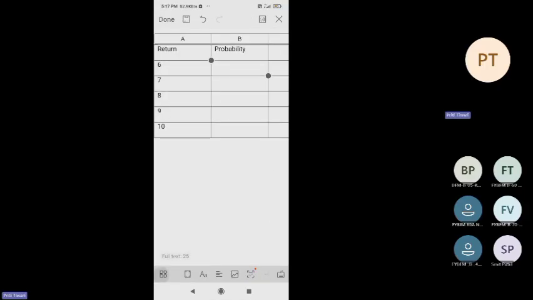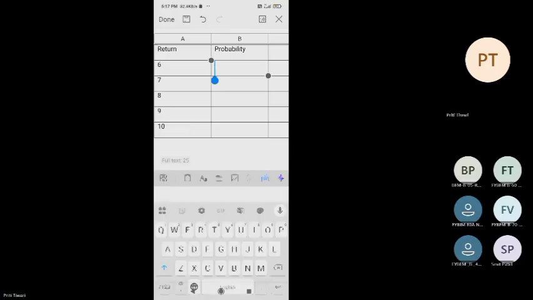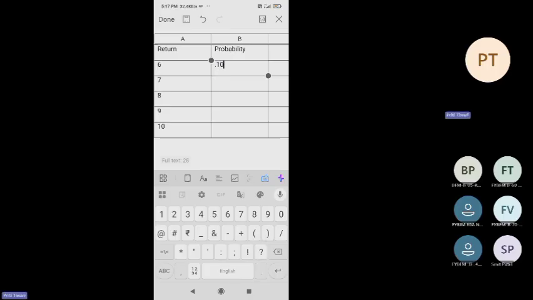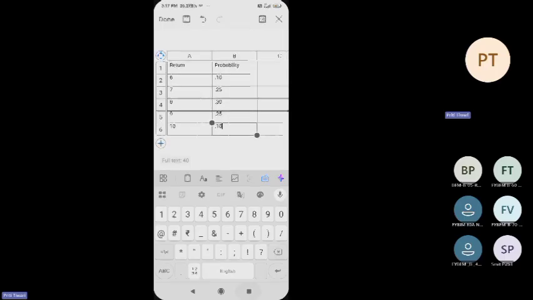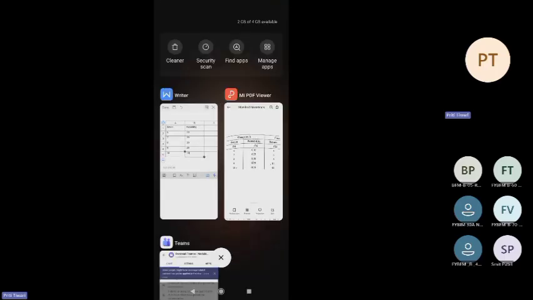It is 0.10, 0.25, 0.30, again 0.25, and then 0.10. So the probabilities and the returns of the security are given.